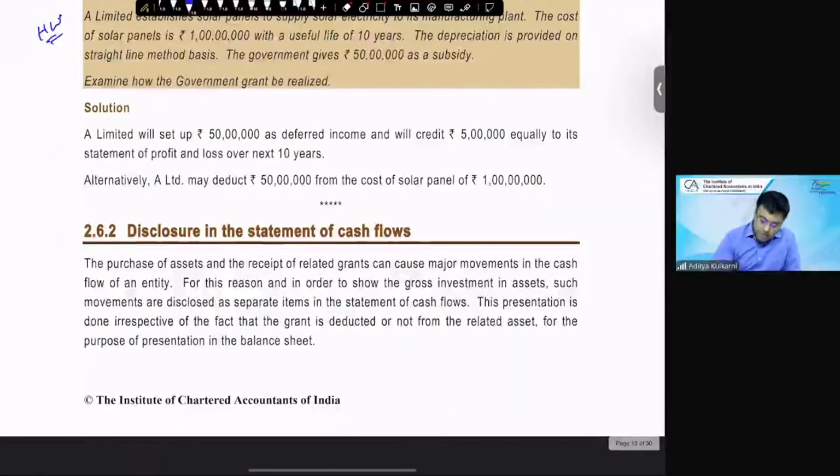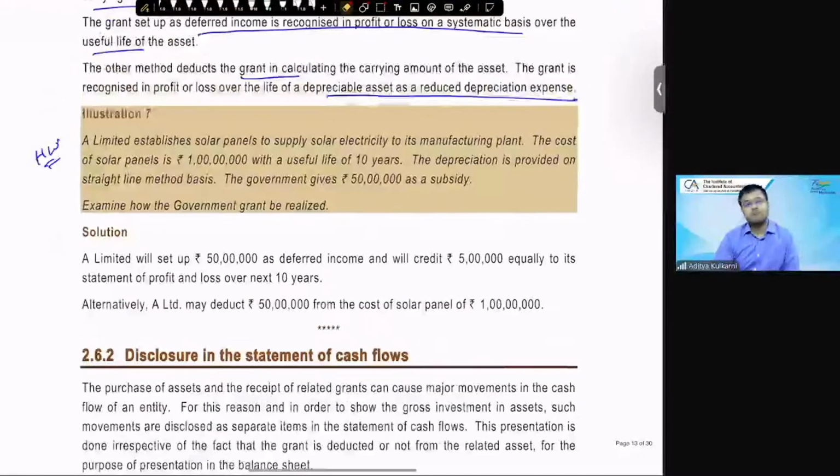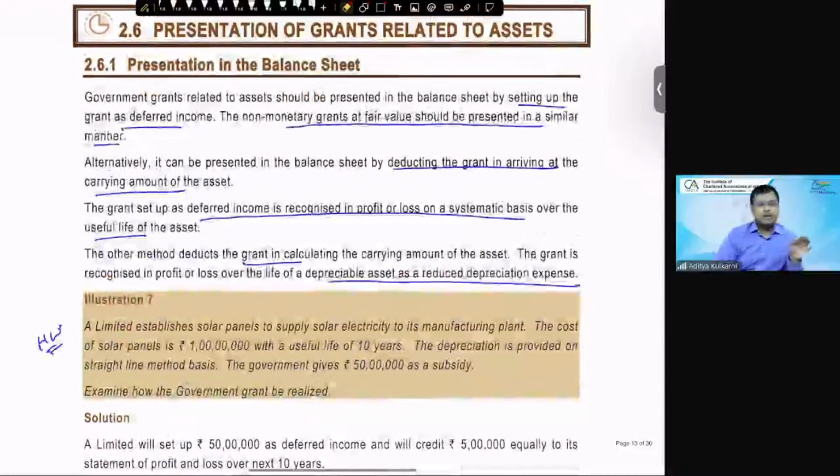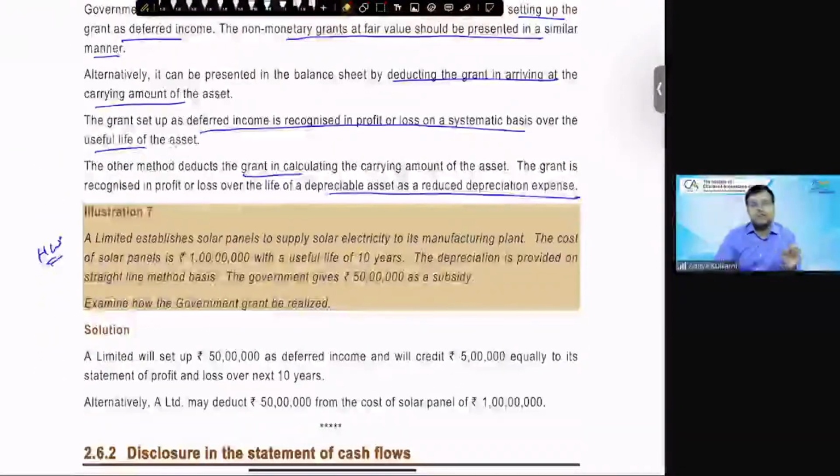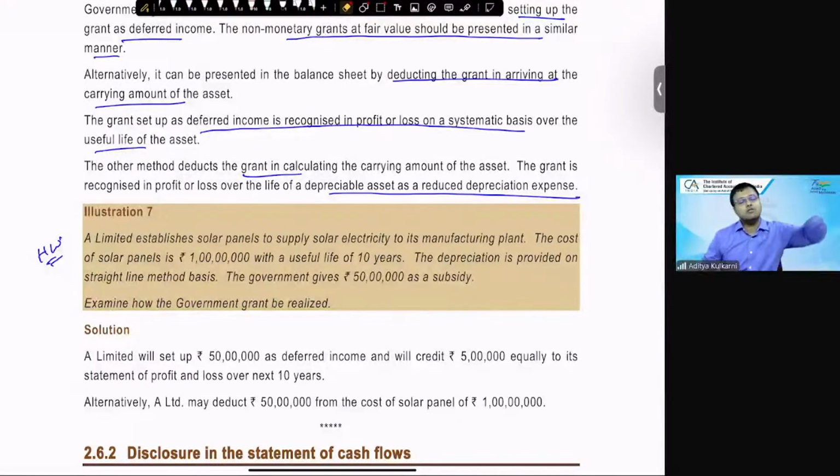Disclosure in the statement of cash flows. Acha, now you tell me, my friends, suppose I have invested 1 crore, out of which 30 lakhs has come from the government. मेरा अपना पैसा लगाया है 70 lakhs. So you tell me, in the cash flow, will I show 30 lakhs as receipt and 100 lakhs as payment? Or should I show 70 lakhs as payment towards acquisition of assets? What do you think?